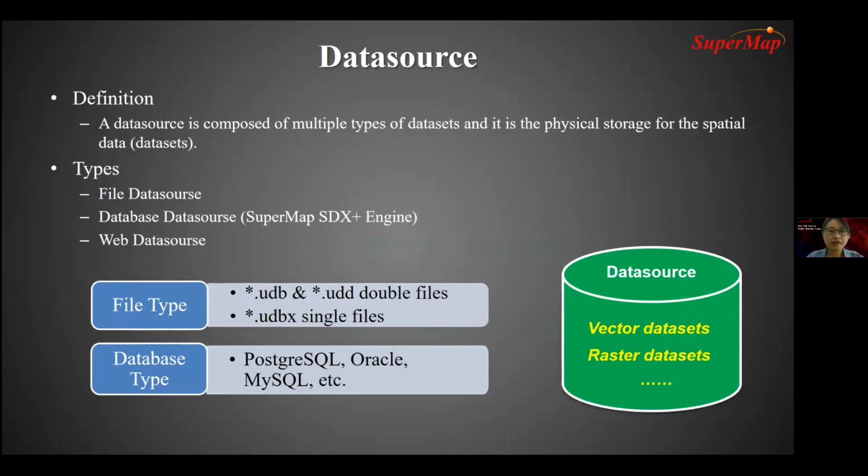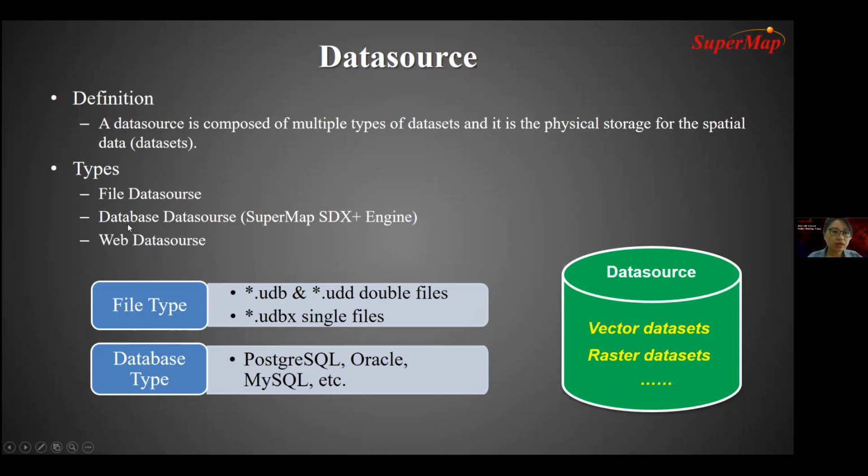And the next is about the data source. A data source is composed of multiple types of data sets, and it is the physical storage for the spatial data. So here we can see there can be three types. The first one is the file data source, including the UDB and UDD, the double files, and the UDBX, the single file.